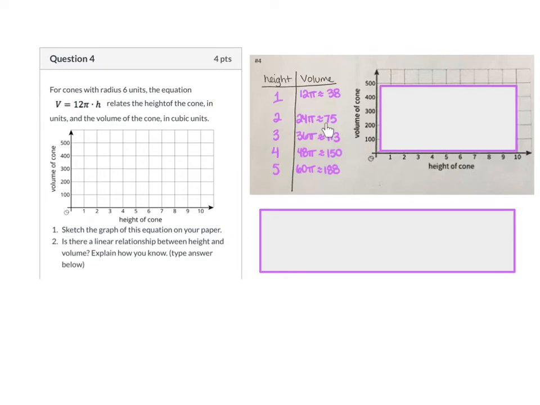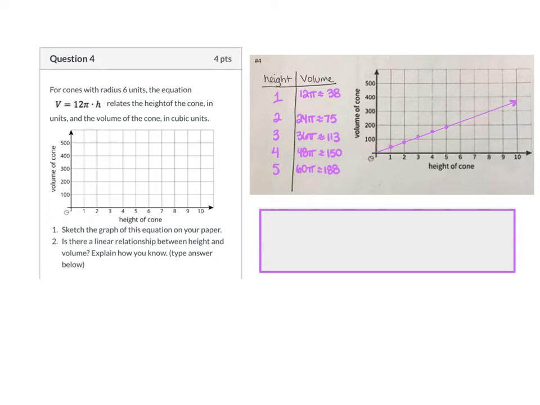So I did these in my calculator to find those approximate values, and then based on that I went ahead and graphed my points. When we had a height of 1, we had a volume of roughly 38, so I plotted that there, and you can see how the rest of my graph came together.